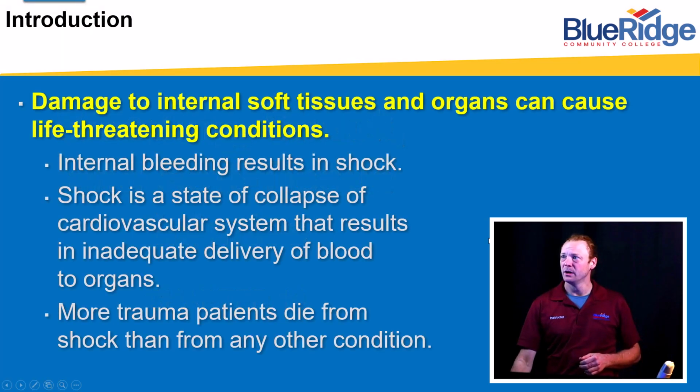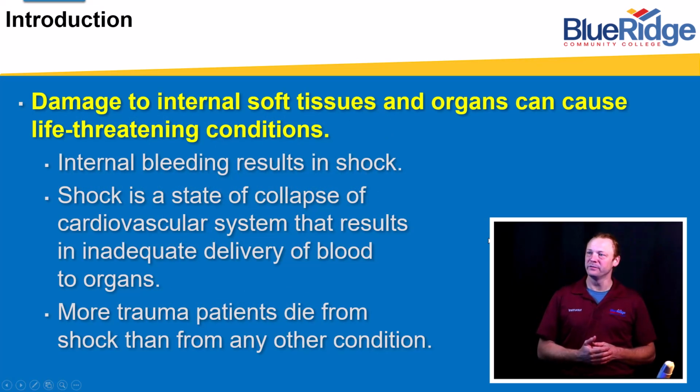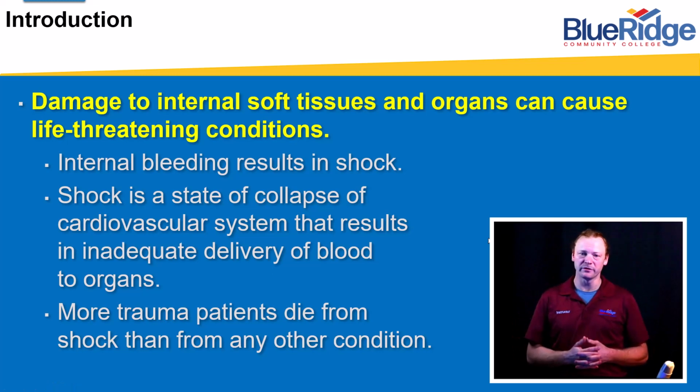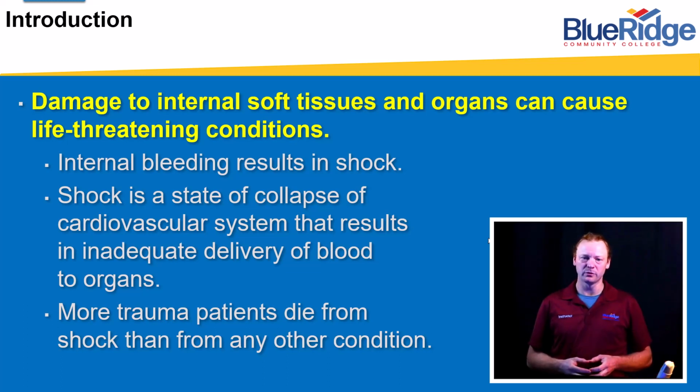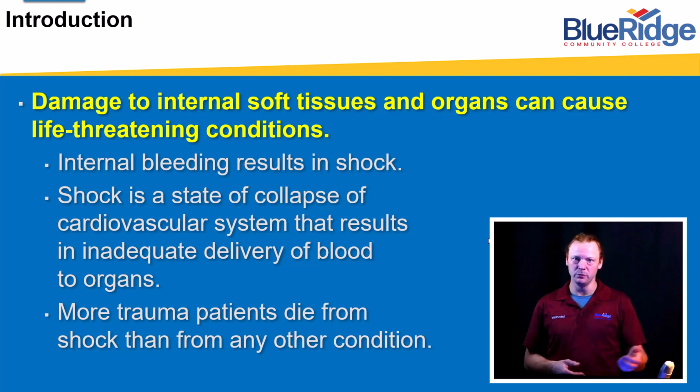Chapter 14 involves damage to internal or soft tissues and organs that cause life-threatening conditions. Some of those include internal bleeding, which results in shock. Shock is a state of collapse of the cardiovascular system that results in inadequate delivery of blood to the organs. Various reasons cause this, which we will get into later, but for whatever reason, the organs are no longer being perfused and oxygenated because of this state.